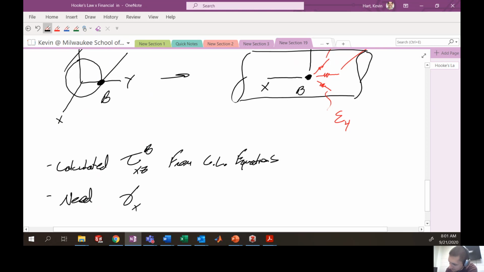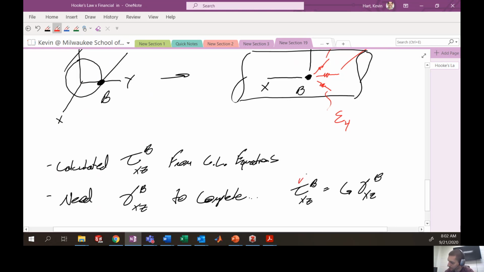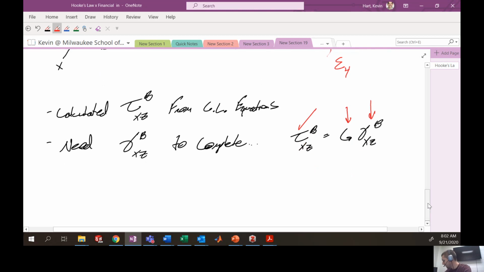the shear stress in the xz coordinate system at point B to complete the following equation. Here. All right. So we calculated this from combined loading. We need this guy from our strain gauges. That's kind of the whole point of the lab. Once we do that, we can then calculate the shear modulus, G. Right? So how do we do that?